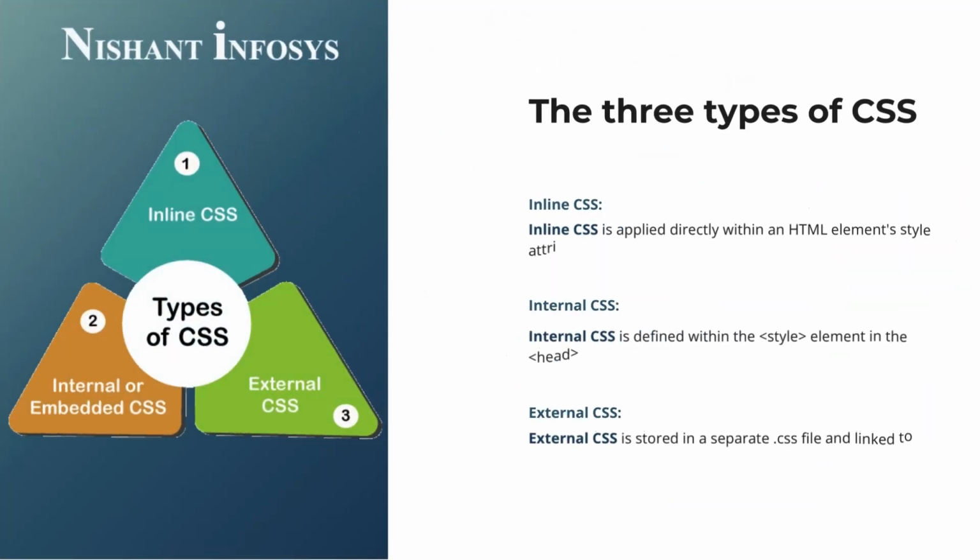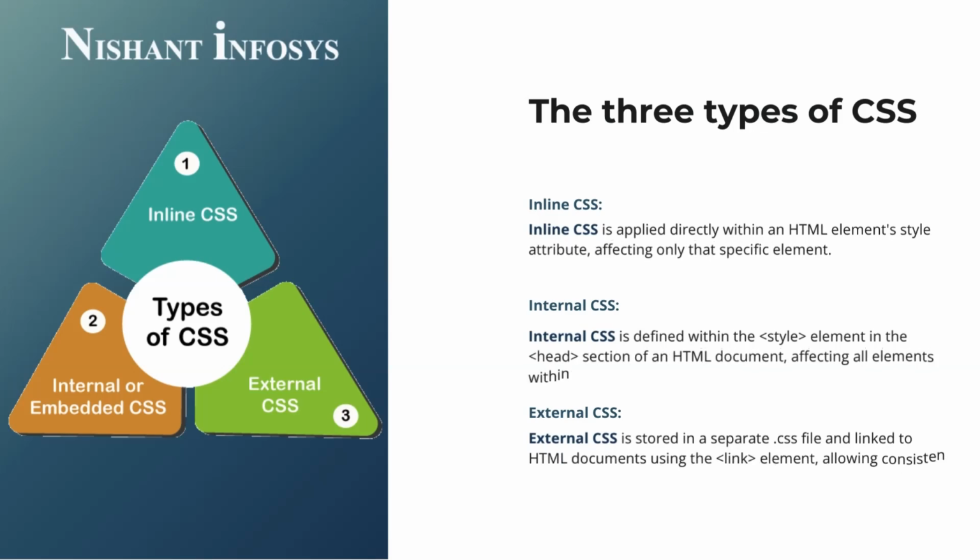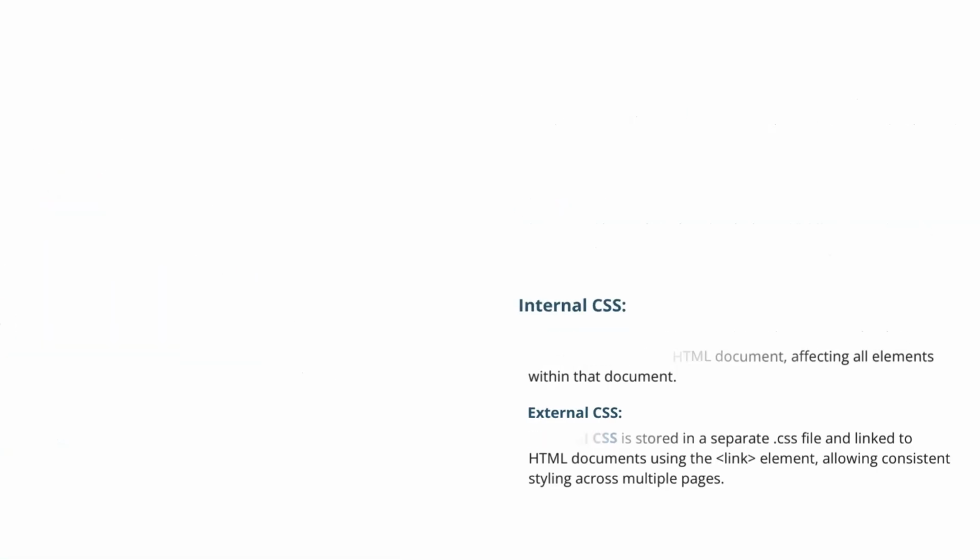Inline CSS is applied directly within an HTML element's style attribute, affecting only that specific element. Internal CSS is defined within the style element in the head section of an HTML document, affecting all elements within that document. External CSS is stored in a separate .css file and linked to HTML documents using the link element, allowing consistent styling across multiple pages.